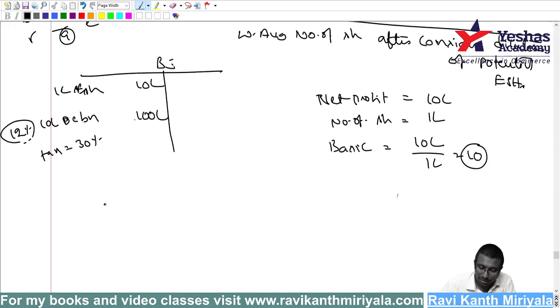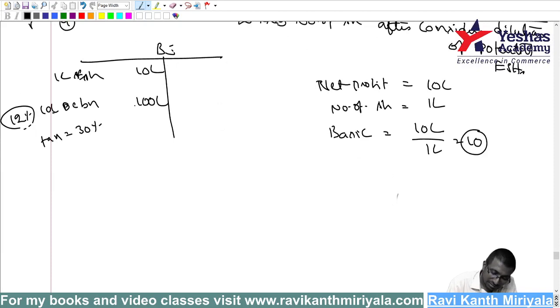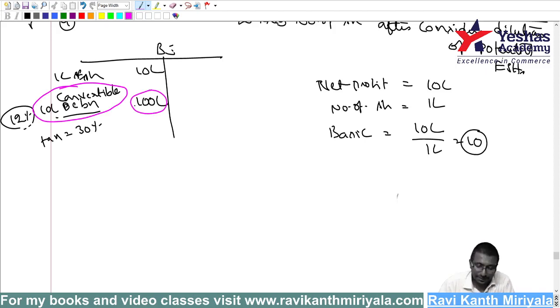Got it? Now listen carefully. This is not just a debenture, it is a convertible debenture. I'll just change one number: this is 100 lakh, and the 1 lakh is fine. Just the numbers change.